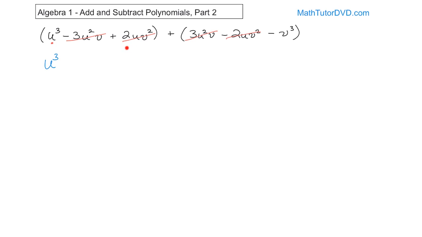And then finally we look through. The only thing left is v cubed. There's no other v cubed, so he just comes along for the ride. Now there's a negative sign there, so you need to write it as minus v cubed. So the answer is actually u cubed minus v cubed. And most of these terms actually just subtracted away.